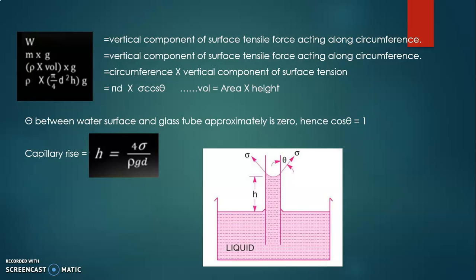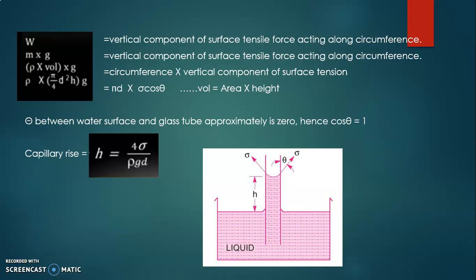W is equal to the weight of liquid, which is nothing but mass into acceleration due to gravity. We will write mass in terms of density, as we know density equals mass divided by volume. So mass will be density into volume, and g will be as it is. So density is written as rho, and volume is area into height. So the area of the glass tube, which has diameter d, will be pi by 4 into d square, into h height. g is written as it is.